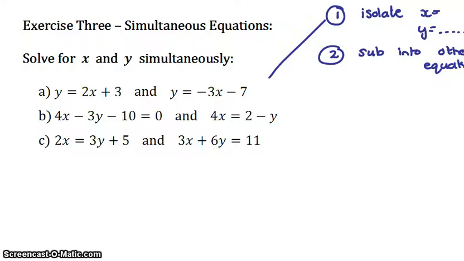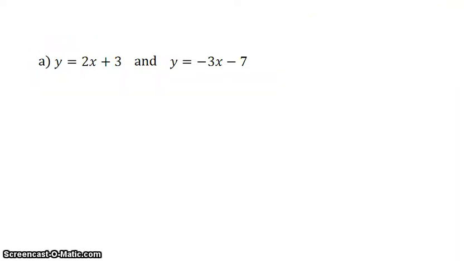Then you will have an equation with one unknown in it, so you can solve for the letter in that equation. And then finally you can substitute back into any of the equations which you then have, in order to find the other letter. Well, let's just check what this means, because that's all great, but what does it mean?